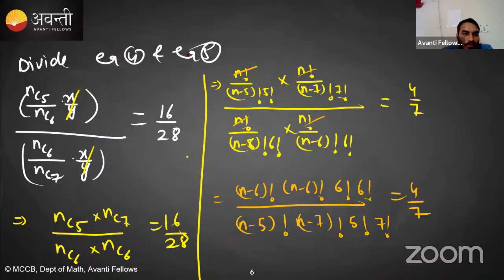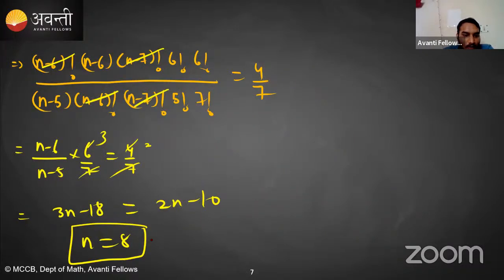So on dividing equation 4 and equation 5, we will get nC5 into nC7 divided by nC6 into nC6 is equal to 16 by 28. On solving it, we will get n equal to 8, right? So far we got n equal to 8. Is that clear?